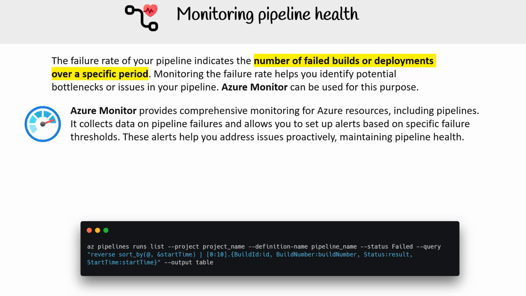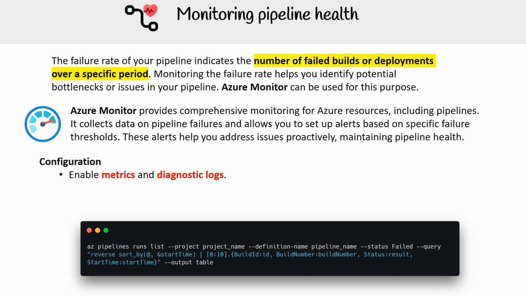Azure Monitor provides comprehensive monitoring for Azure resources, including pipelines. It collects data on pipeline failures and allows you to set up alerts based on specific failure thresholds. These alerts help you address issues proactively, maintaining pipeline health.